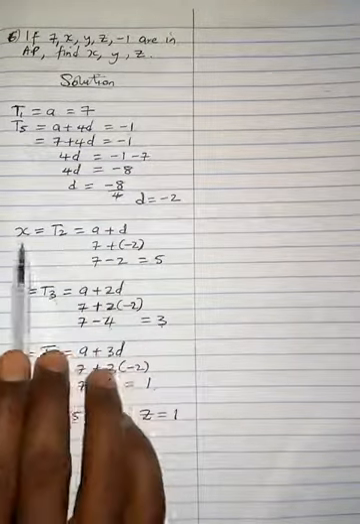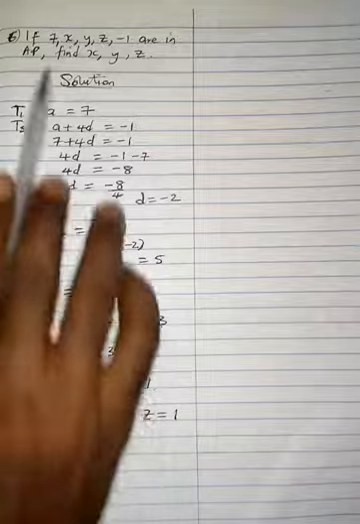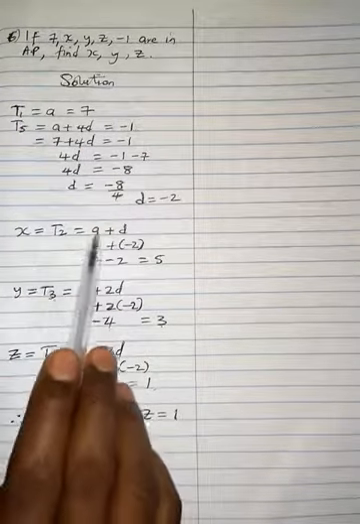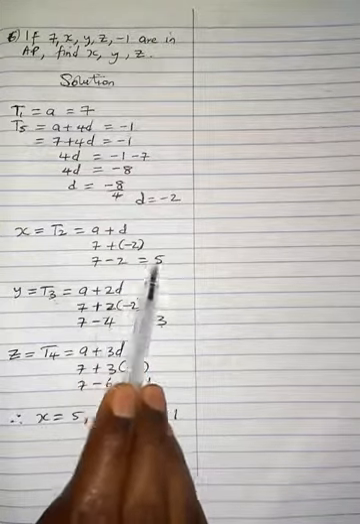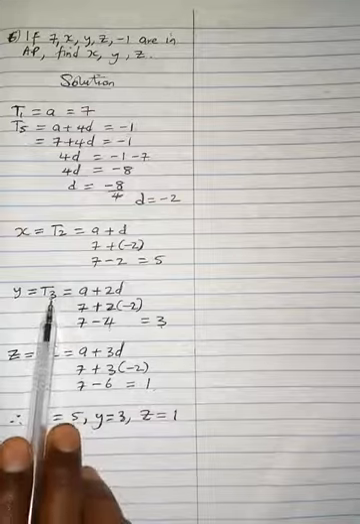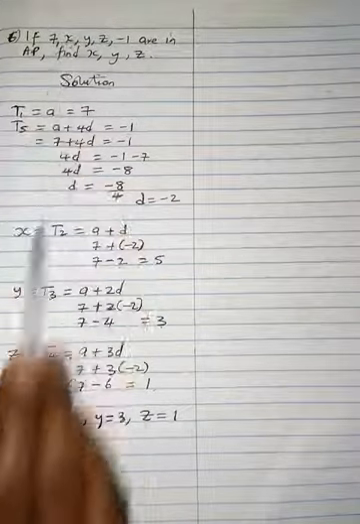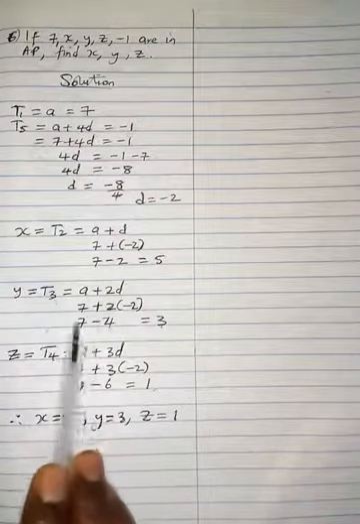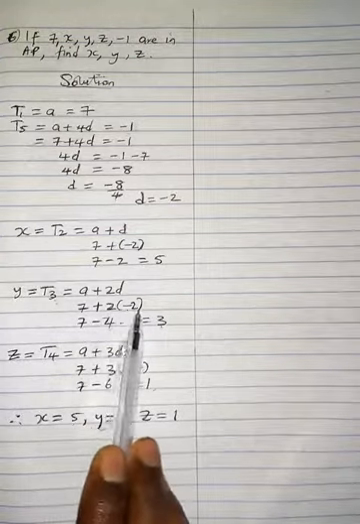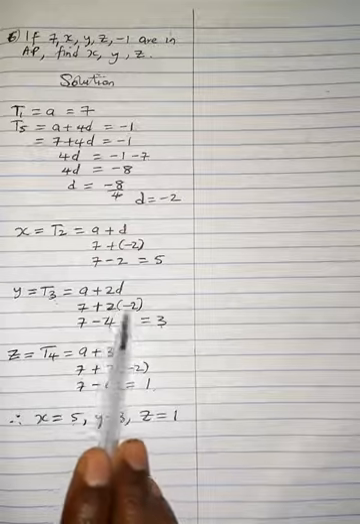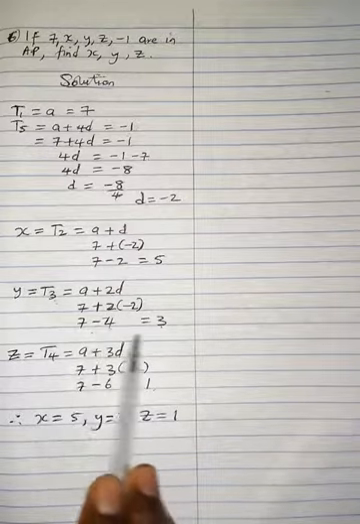Now in that case, for you to get x, the second term, the second term is a plus d, where d here is minus 2. So 7 minus 2 will give me 5. Now y is equal to the third term, that's 1, 2, 3, third term. So the third term is a plus 2d, which is a equal to 7 plus 2 bracket minus 2. d is minus 2. 2 times minus 2 is equal to minus 4. So 7 minus 4 is 3.